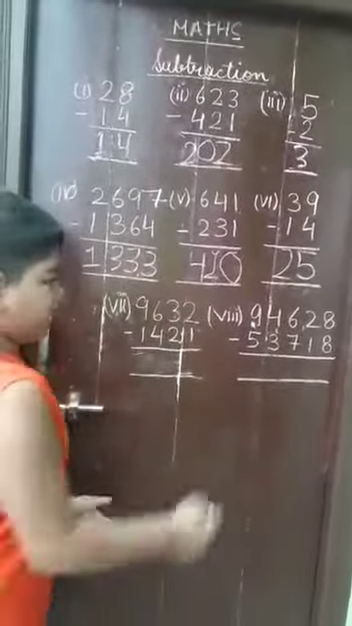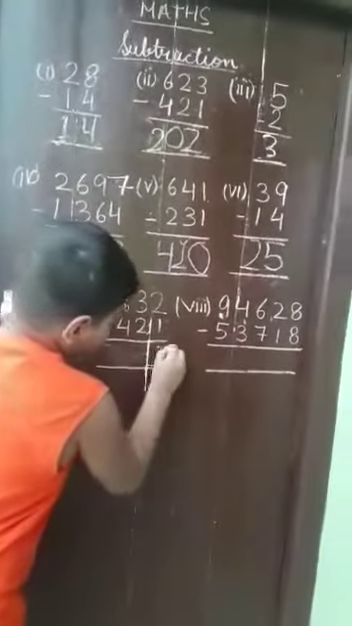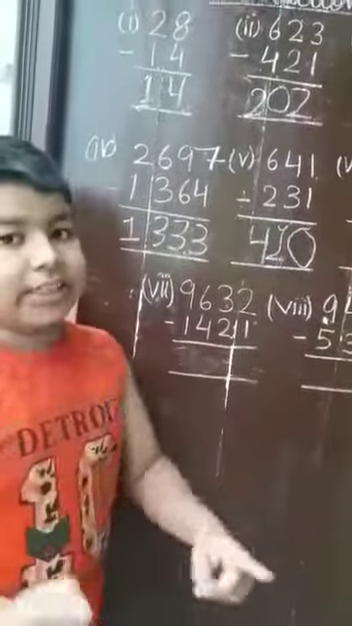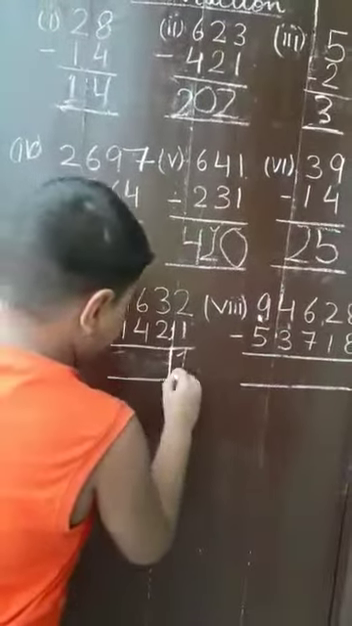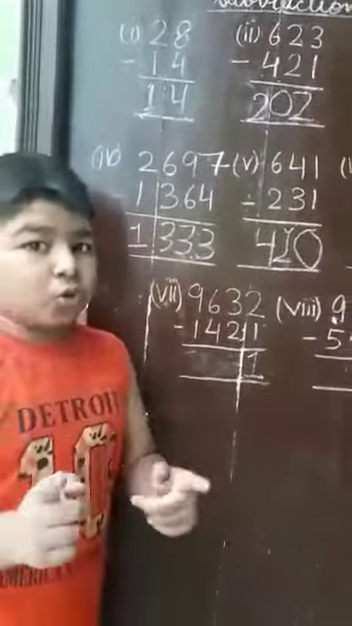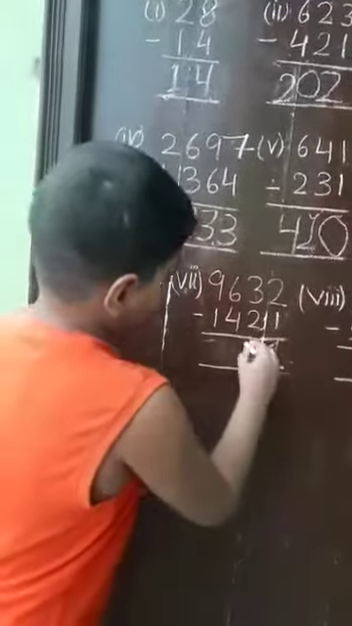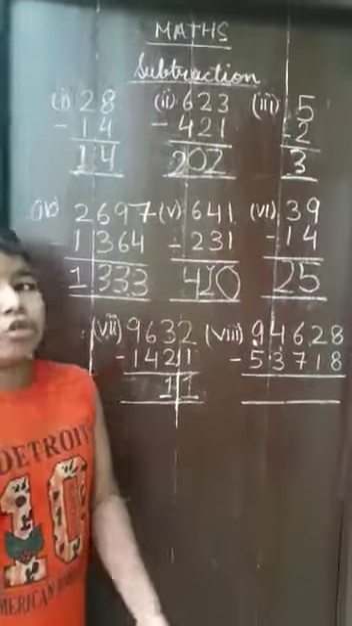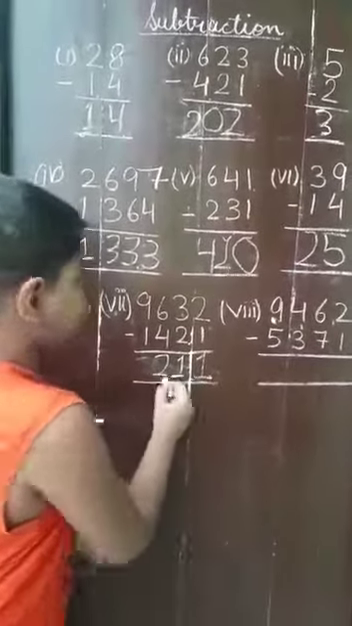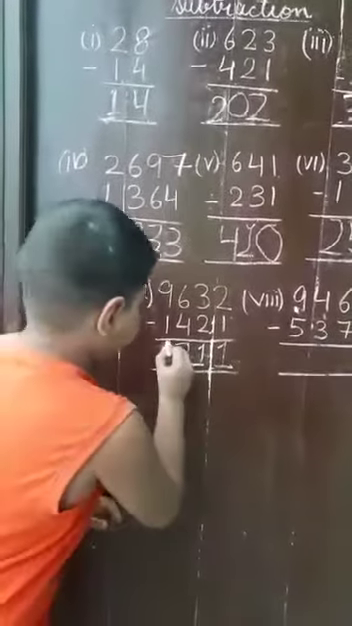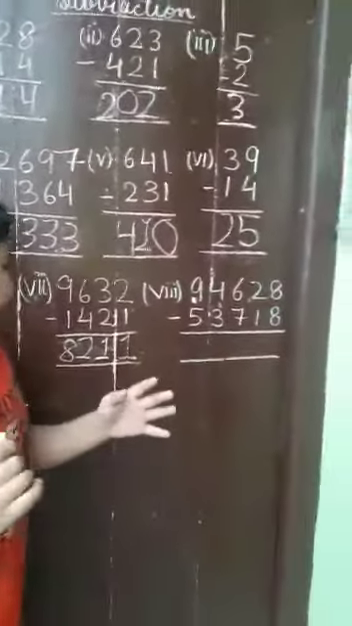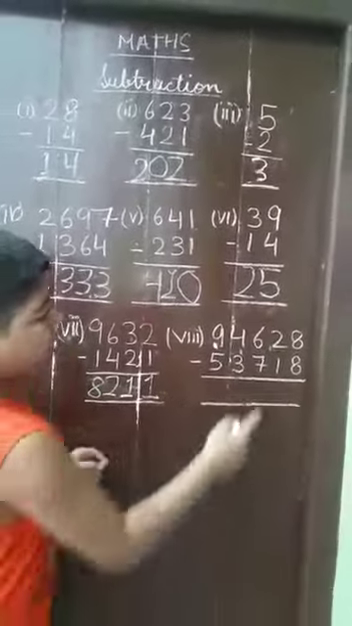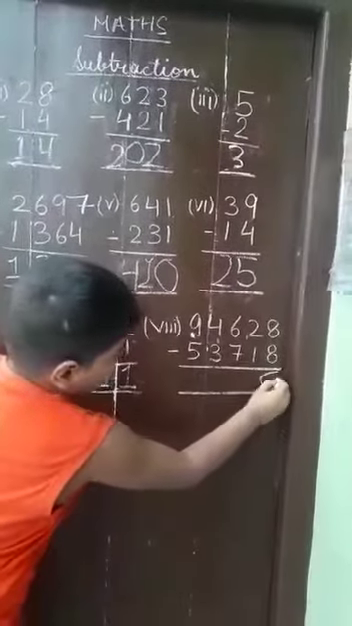Our sixth sum is 2 minus 1 is equal to... I'm sorry, 2 minus 1 is equal to 1. 3 minus 2 is equal to 1. 6 minus 4 is equal to 2. 9 minus 1 is equal to 8. Our last sum is 8 minus 8 is equal to 0.